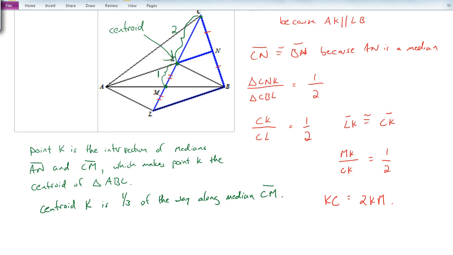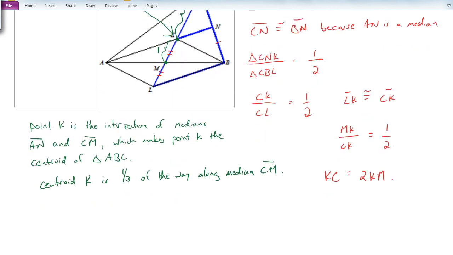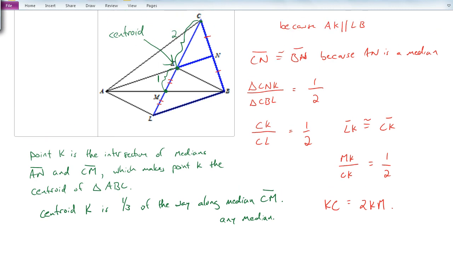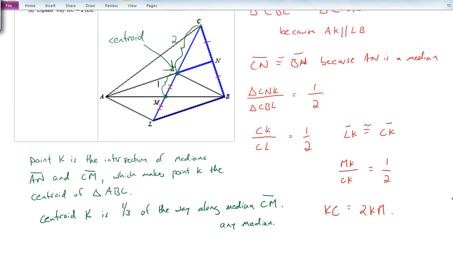Okay, and I could have said the exact same thing about along median AN. In fact, point centroid K is 1/3 of the way along any median. Okay, it doesn't matter how I arrange this proof. Everything's been abstract. It doesn't matter that I use one side instead of another. I could make an identical argument over here for median AN, and had we drawn the one over here, B to some point over here, I could have made an identical argument on that side. All the geometry would be the same.